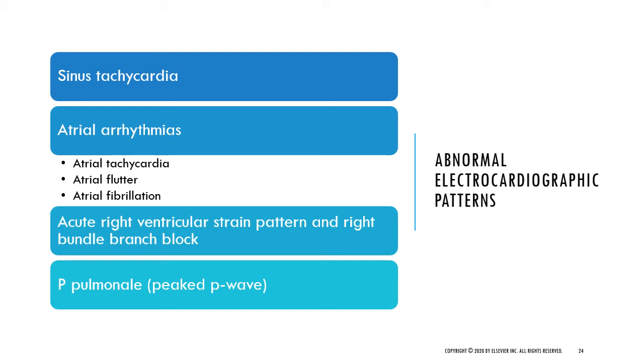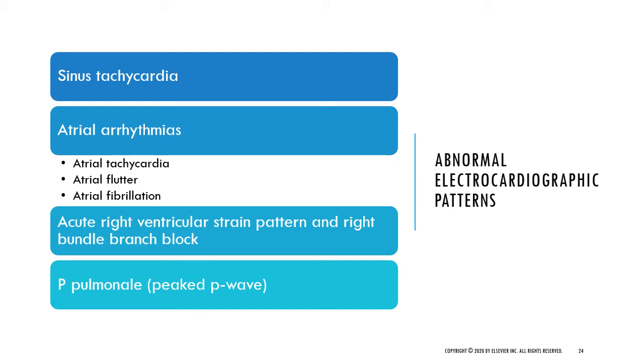Abnormal electrocardiographic patterns. It's common to see sinus tachycardia, atrial arrhythmias, including atrial tachycardia, atrial flutter, and atrial fib. You may see acute right ventricular strain pattern and right bundle branch block, and you may see a peaked P wave as well.